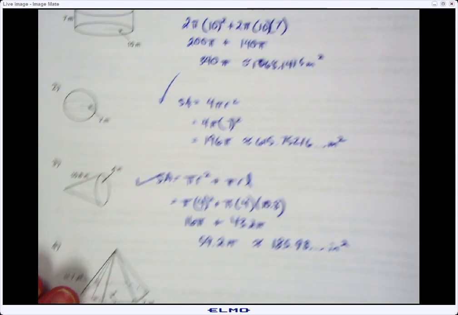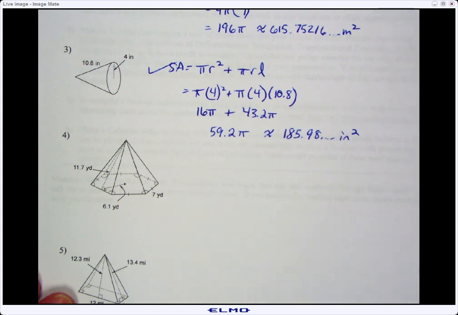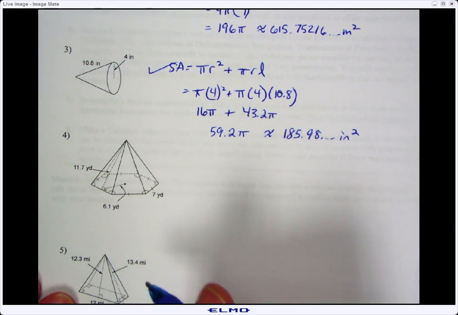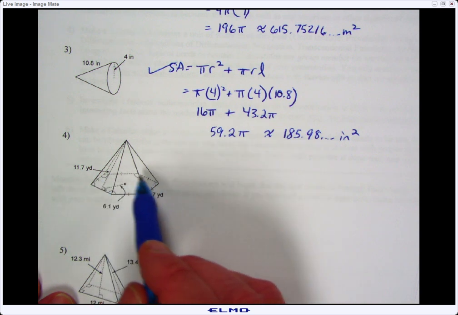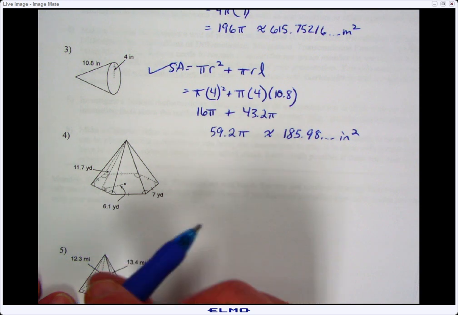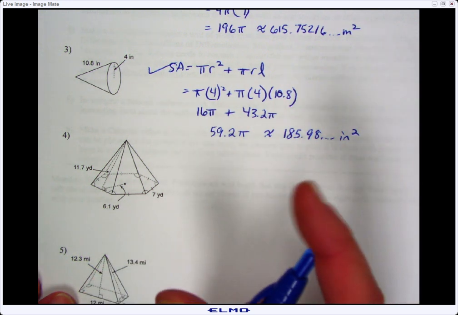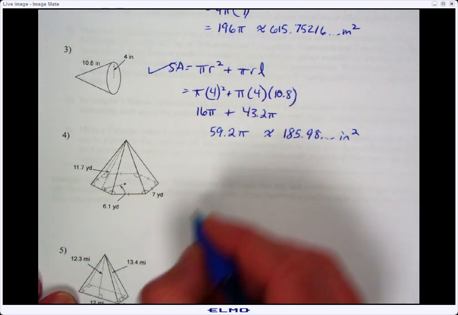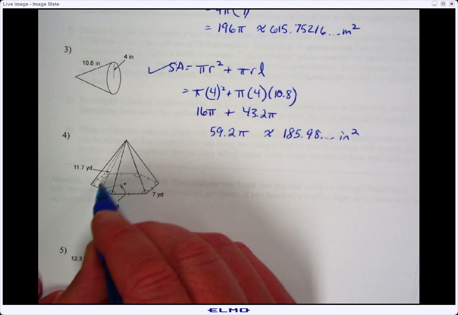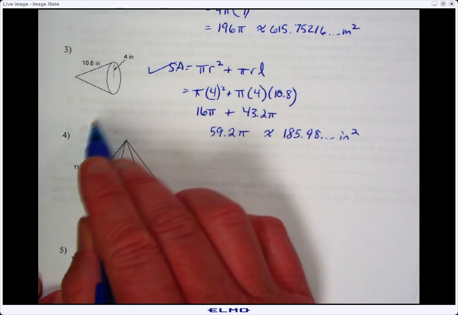Pyramids, not quite as easy. If it's a regular pyramid, then we can use a formula sometimes, but I don't want to add in another special formula. So what I'm going to do is think about how we did this with prisms. Well, with a prism, we took the area of the base and the area of the other base, and then we add the rectangles.